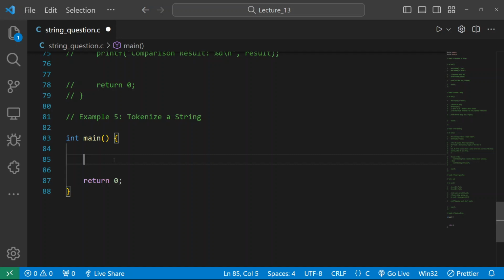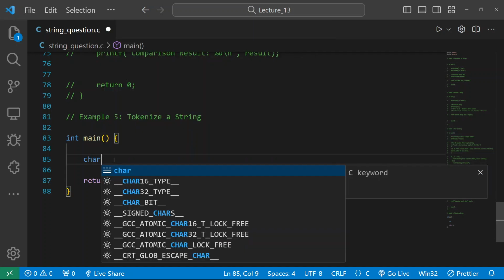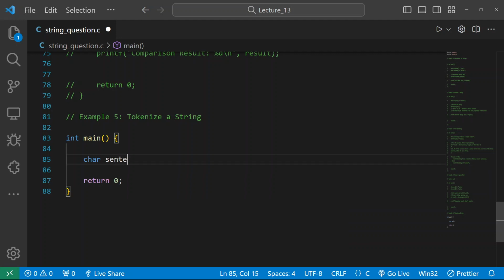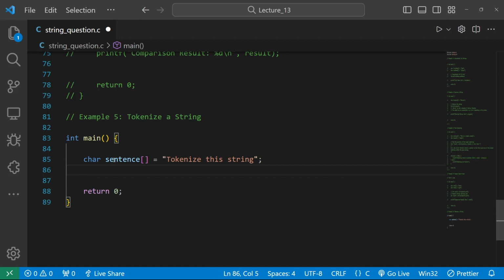So why am I taking this question? Again, see here: char sentence. Let me write a simple string, "tokenize this string". See what it will be doing. Tokenizing a string means I will get these three words separately. It will split it into three different words, not provide a sentence. So for that I am writing char token.